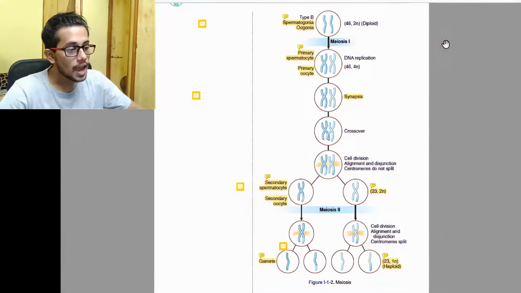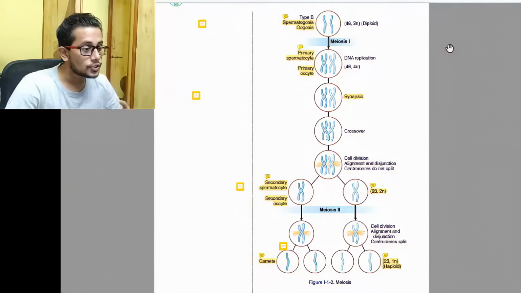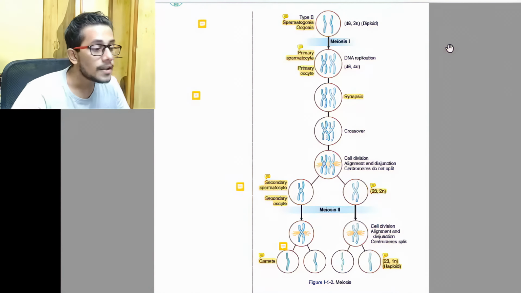Now the first time, I will teach you how meiosis 1 and meiosis 2 occur. The second time, we will learn the differences between male and female, how it occurs differently in both. And on the third time, we will learn the time differences: when does meiosis 1 occur, and when does meiosis 2 occur in both male and female? So let's go. Let's try the first one, how meiosis 1 and 2 occur.